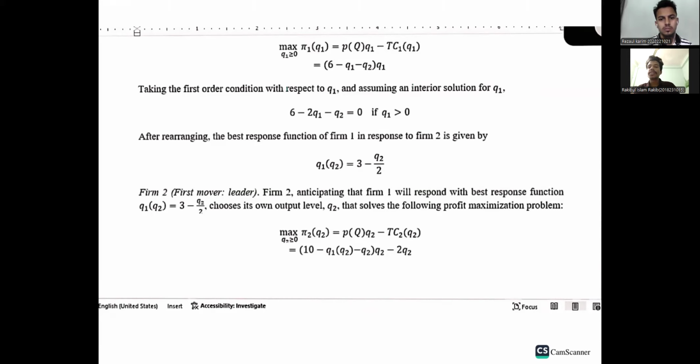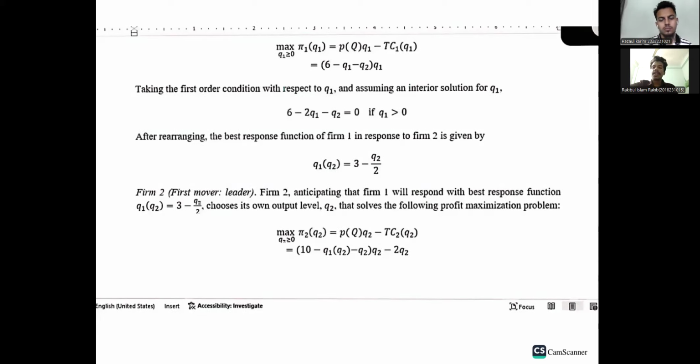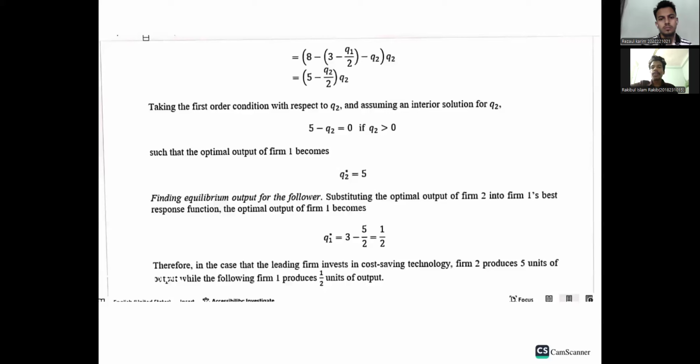1, which is Q1 equal to 3 minus Q2 by 2. In the same procedure, farm 2, the first mover and leader, anticipating that farm 1 will respond with the best response function Q1, which we derived in the first part, Q1 equal to 3 minus Q2 by 2, chooses its own output level Q2 that solves its profit maximization problem of pi 2, and here the optimal output of farm 2 becomes Q2 equal to 5.